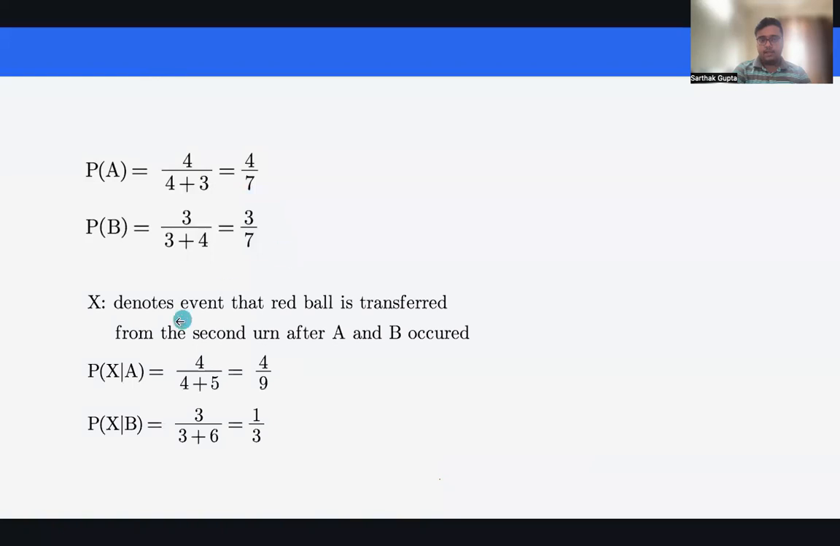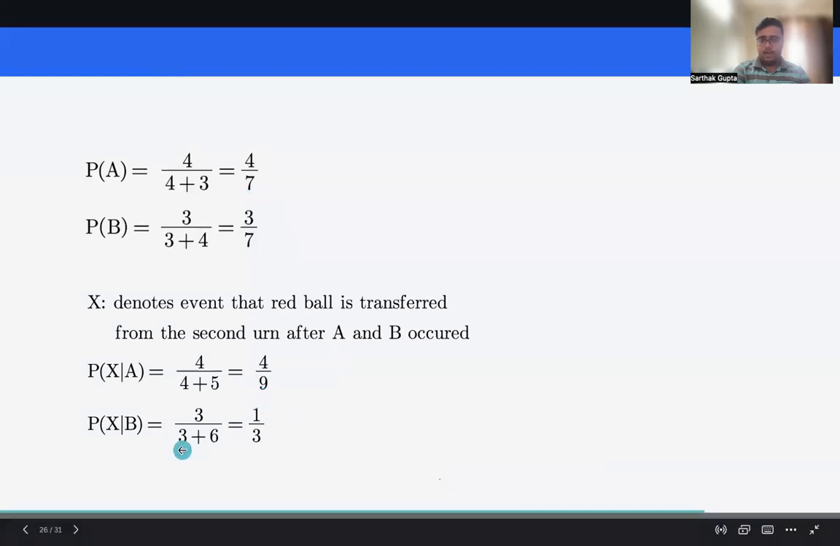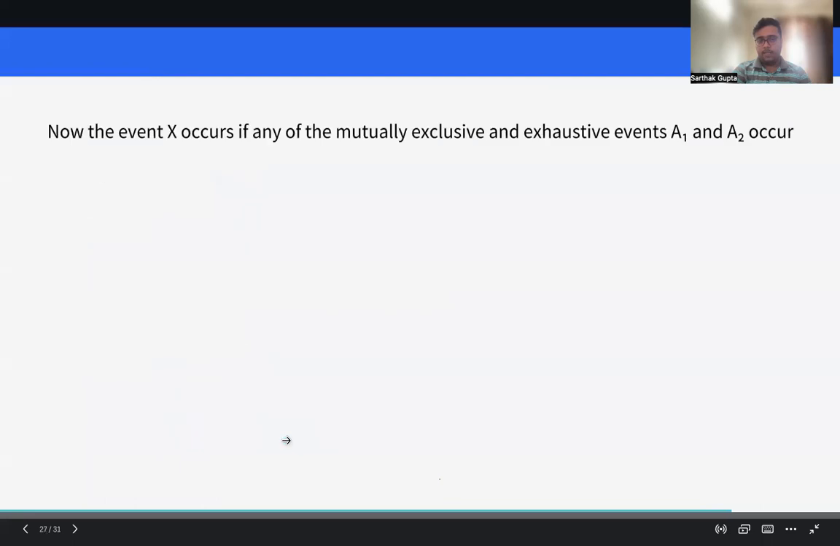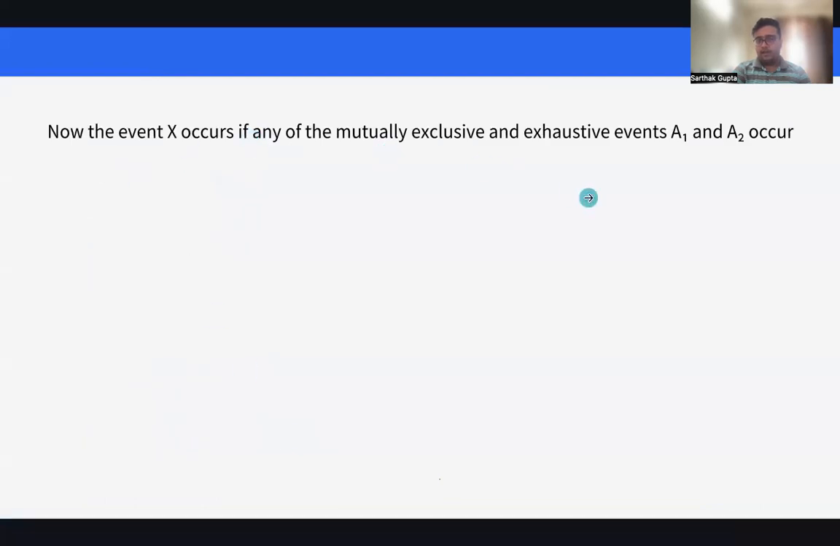Now let X denote the event that a red ball is drawn from the second urn after A and B occurred. So the probability of X when A is given: if a red ball was transferred from the first urn to the second, then we now have four red balls and five green balls in the second urn, which gives us the probability of selecting a red ball as 4 by 9. And if a green ball was transferred from the first urn to the second, then we have three red balls upon 3 plus 6, so the probability of a red ball is 3 upon 3 plus 6, which gives us 1 by 3. Now the event X occurs if any of the mutually exclusive and exhaustive events A1 and A2 occur.